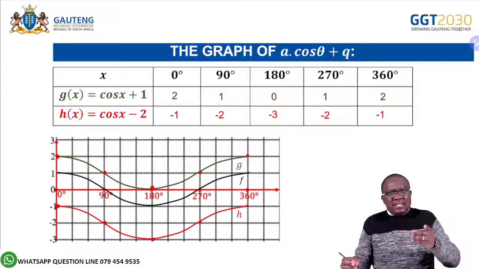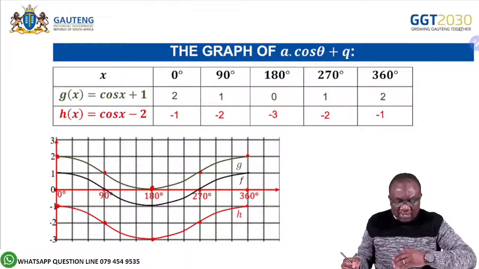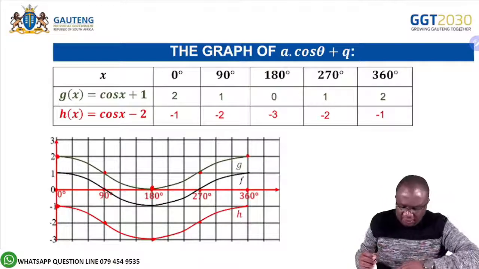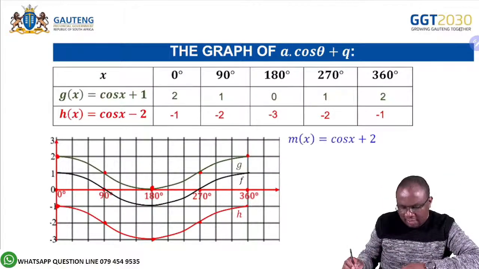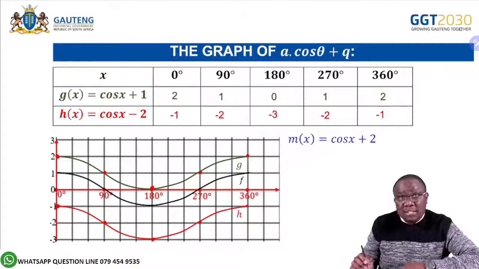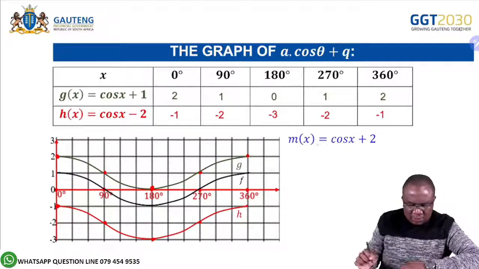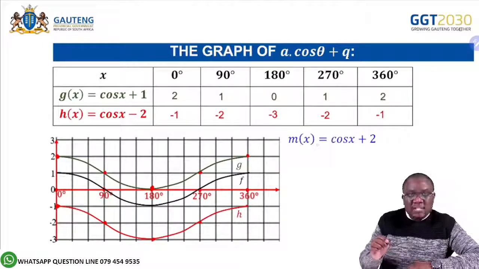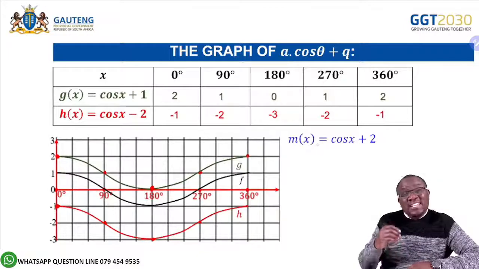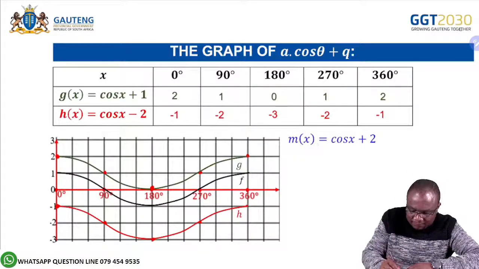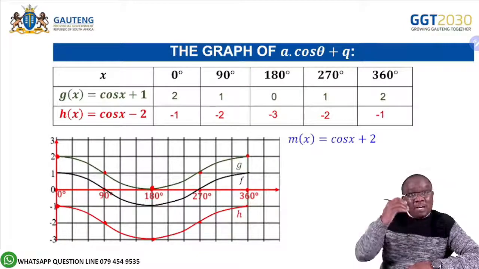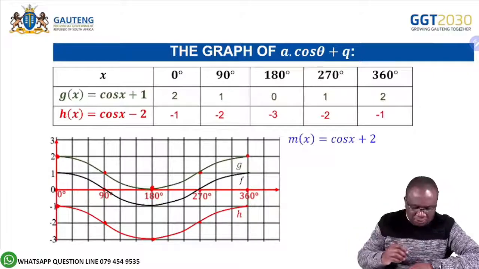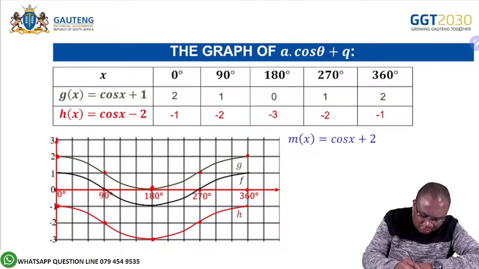I'm going to add another graph because I want us to have more graphs to compare with, okay? So I'm going to add this one, m of x, which is cos x plus 2. I'm going to be adding 2 to my parent graph, which is f of x. Every point is moving up by 2 units. So I'm going to add 2. This one is going to be 3.